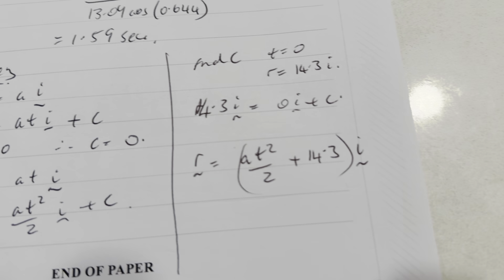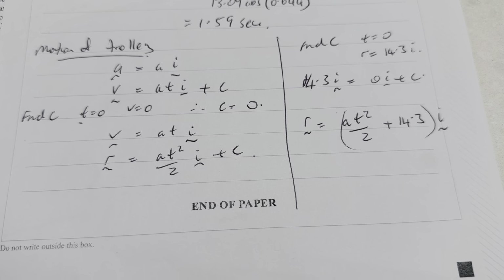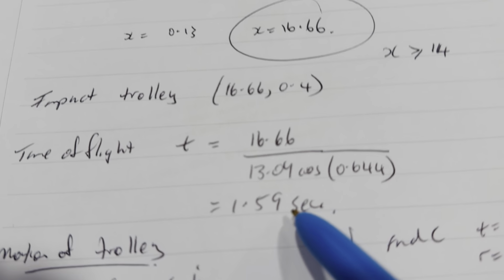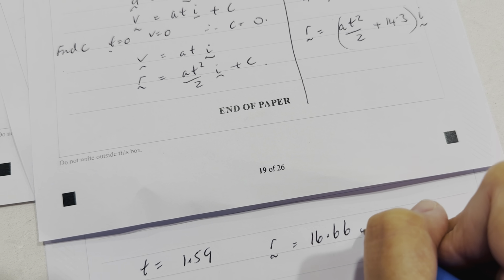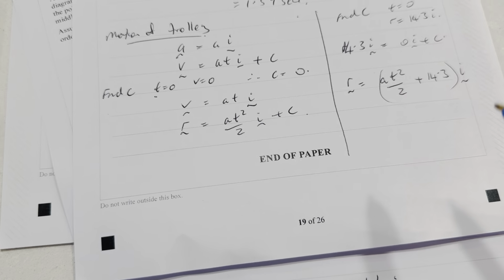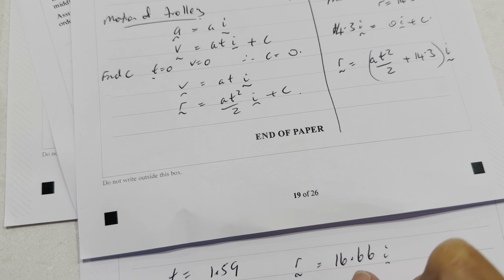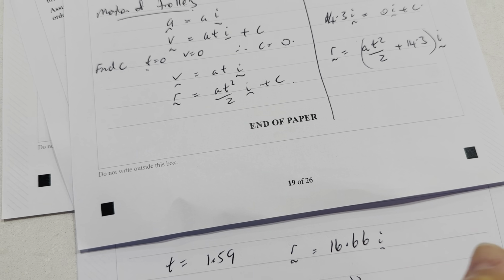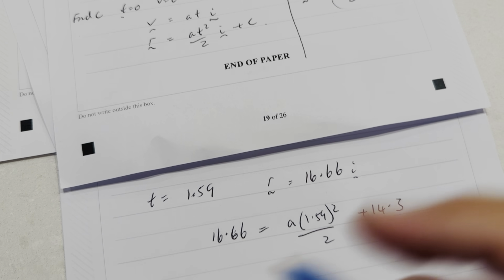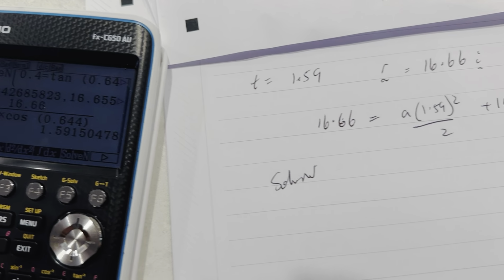Okay, we know the time. I'm going to go to another bit of paper just to give myself some room because I'm getting a bit squishy. So we know at time equals 1.59, because remember we worked out time of flight, the r position is 16.66 i, because that's where it's landed. So we're nearly at the end here: 16.66 equals a times 1.59 squared over 2 plus 14.3. Let's solve n, and that should give us our a value.